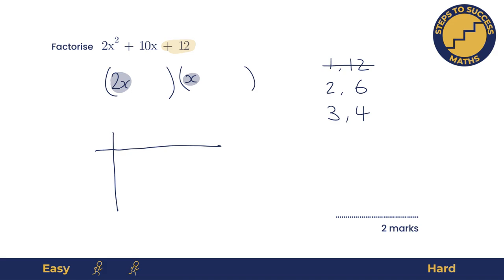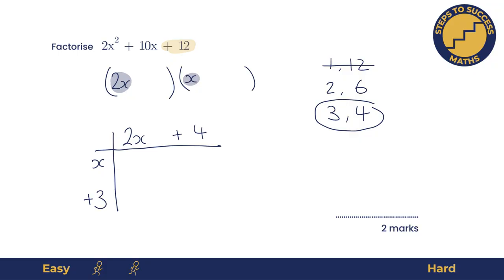So I think we need the 4 and the 3 because if we doubled the 3, we'd get 6. And then we add the 4 on, we'd get 10. So I think it needs to be plus 4 and plus 3. And I'm going to try that now in this table. So I've got 2x plus 4 and x plus 3.